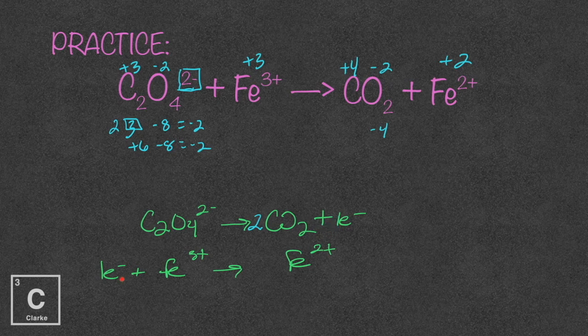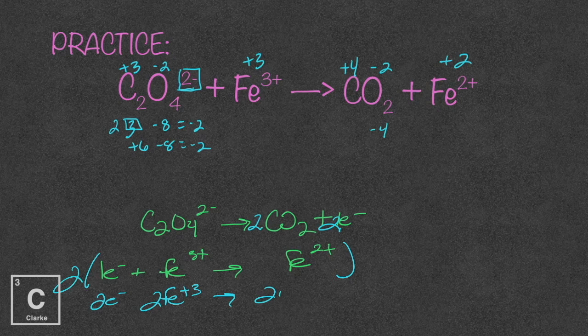Now let's look at our second one to make sure it's balanced for amount. We've got 1 iron, already balanced for amount. The next thing we need to do, now balance for charges. Our top reaction has 2 electrons. Our bottom reaction only has 1. So we need to multiply this whole thing by 2. So we'll have 2 electrons, 2 iron plus 3s, and 2 iron plus 2s. That will allow us to cancel out these electrons.